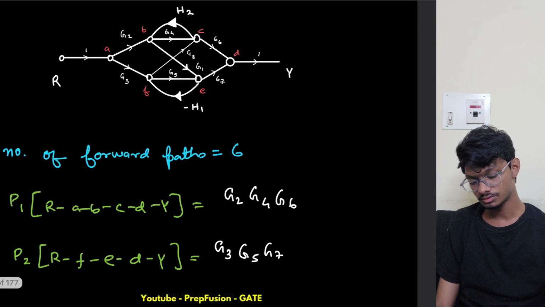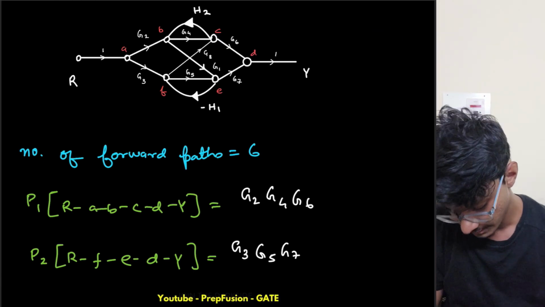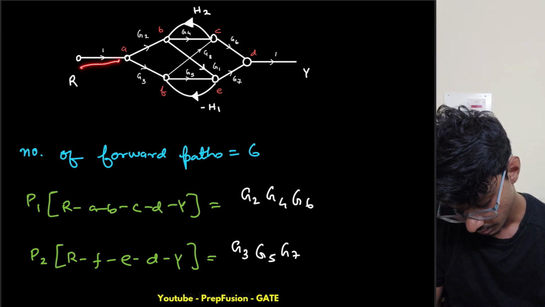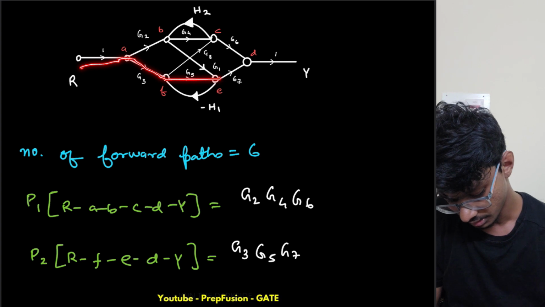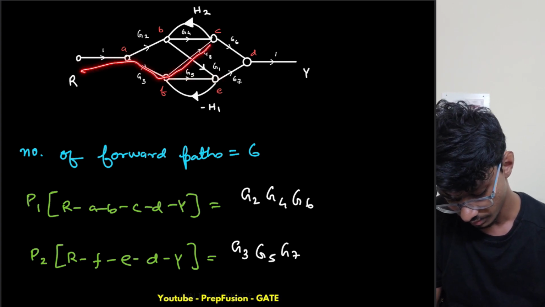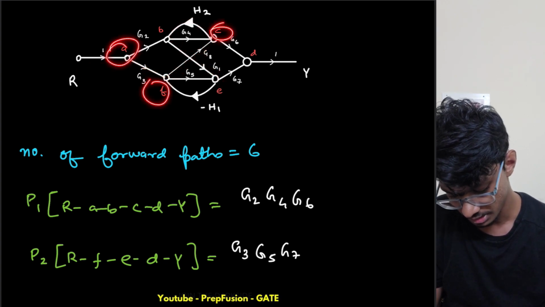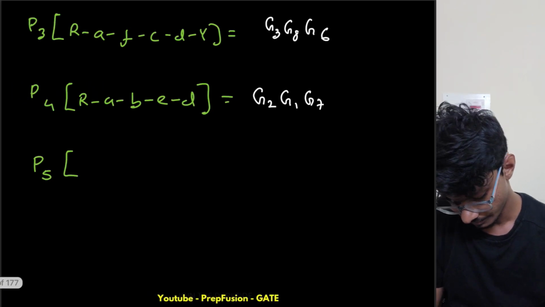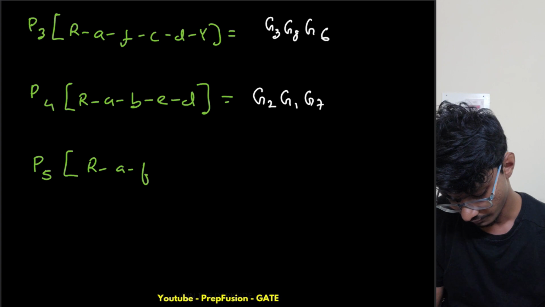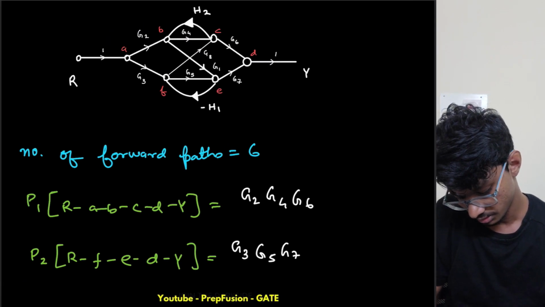What is P5 equal to? This is the hidden forward path. It is this one. We go from here, then to here, then along this path. Sorry, I made a mistake. This is A, F, C, then D, E, D.